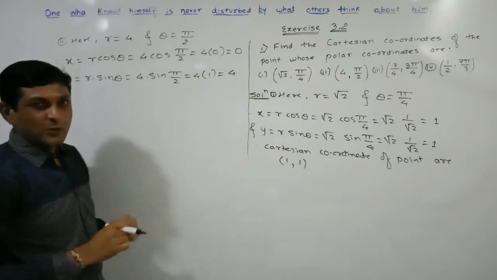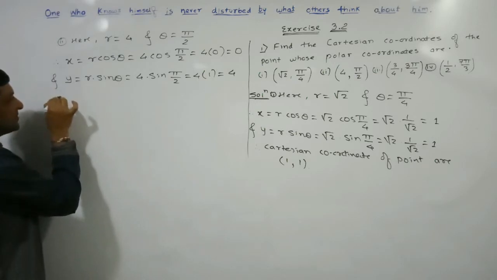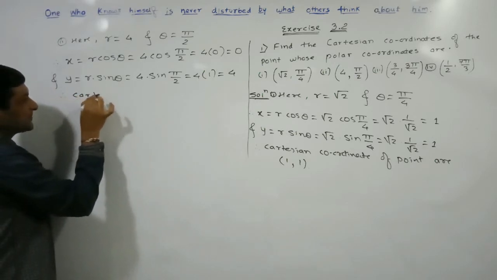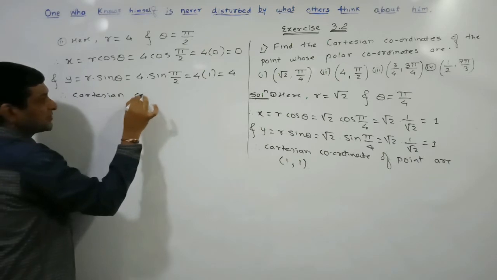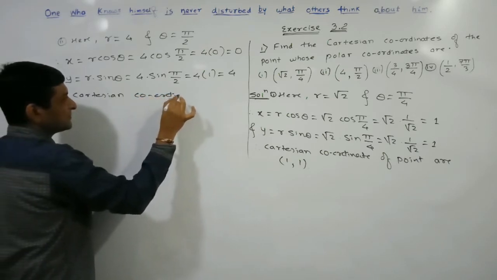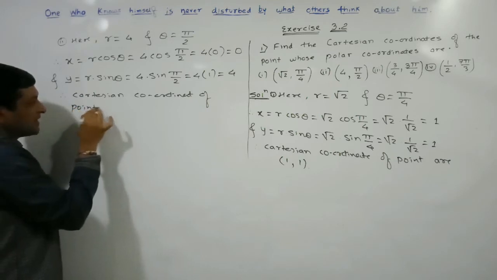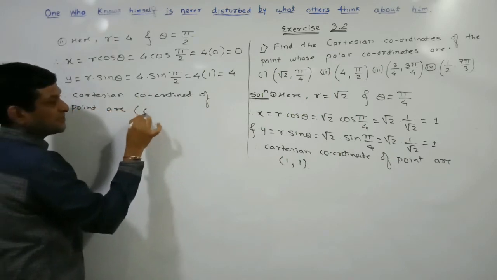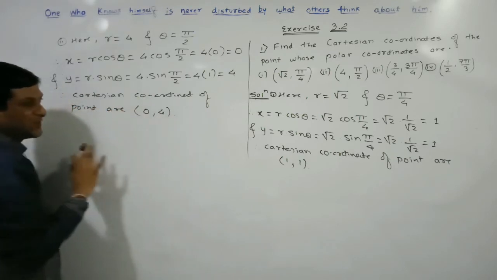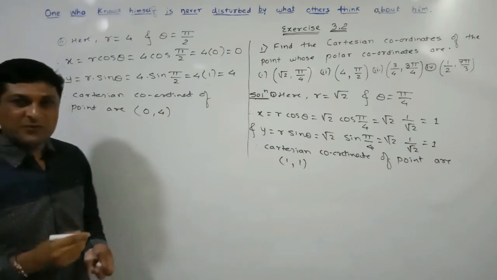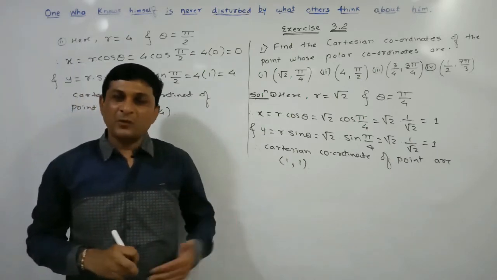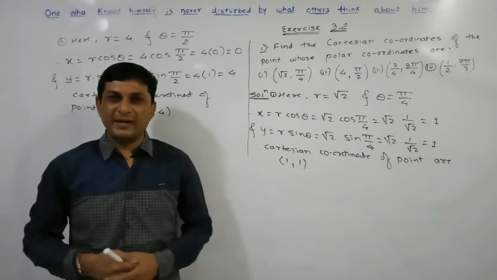The x and y coordinates are known to us. That's why we can say that the Cartesian coordinates of the point are: the x coordinate is 0 and the y coordinate is 4. Using this method, we are able to find the Cartesian coordinates of a point if polar coordinates are given to us.